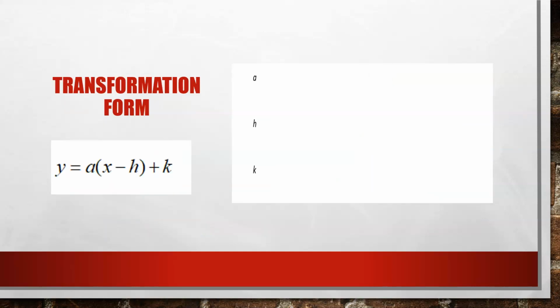So I'm just going to touch on something called transformation form. When a line is in this form, I'm going to tell you what each piece of it means. This transformation form compares the line to the parent. So if you look at the number that is where the A is, that is what can narrow, widen, or reflect the image compared to the parent. We're going to talk about this more as we go on.